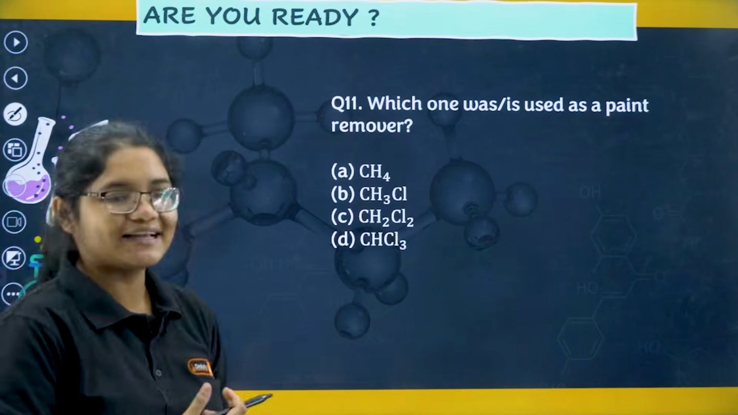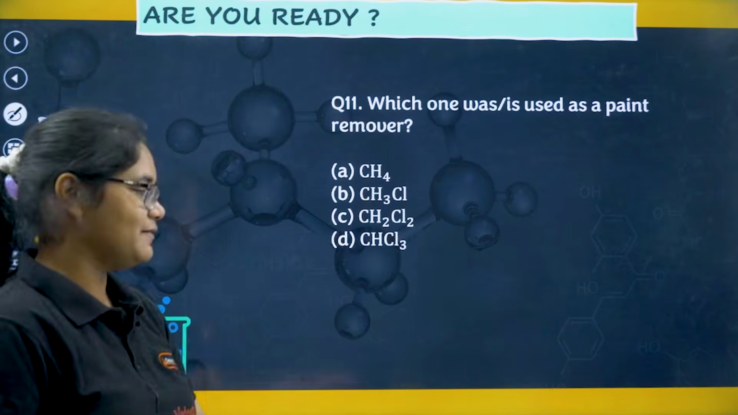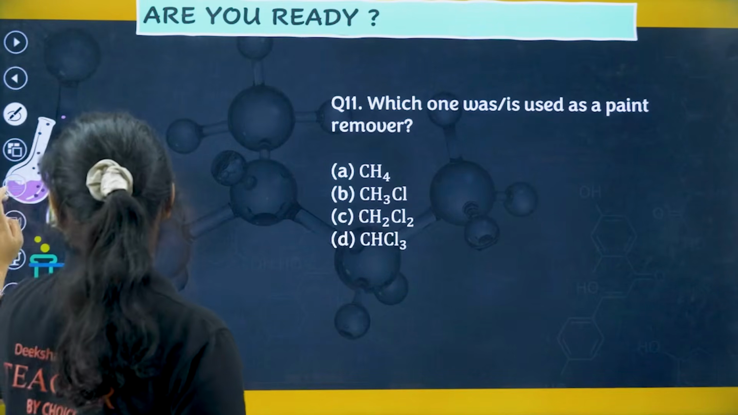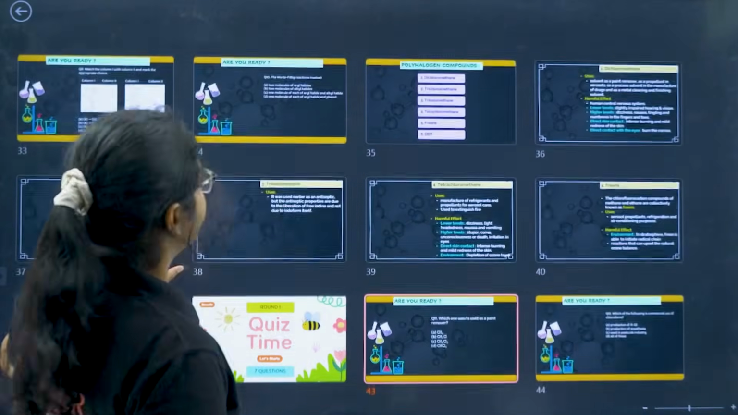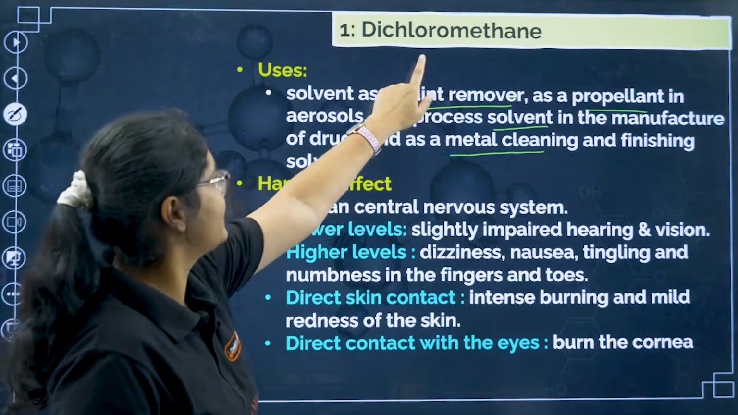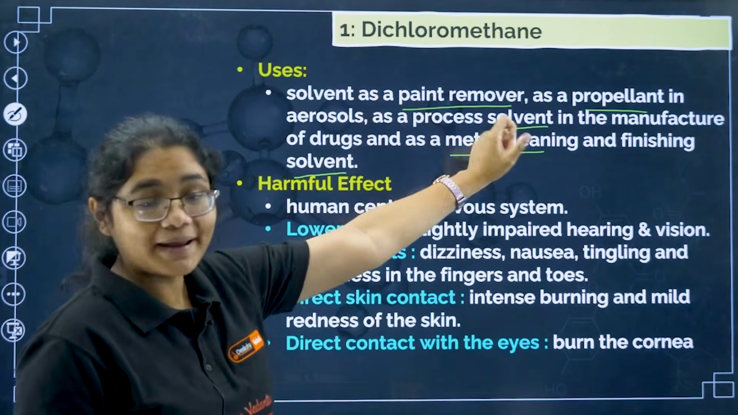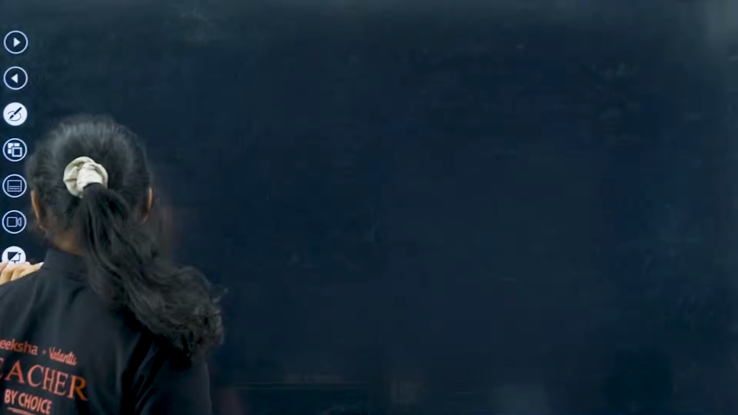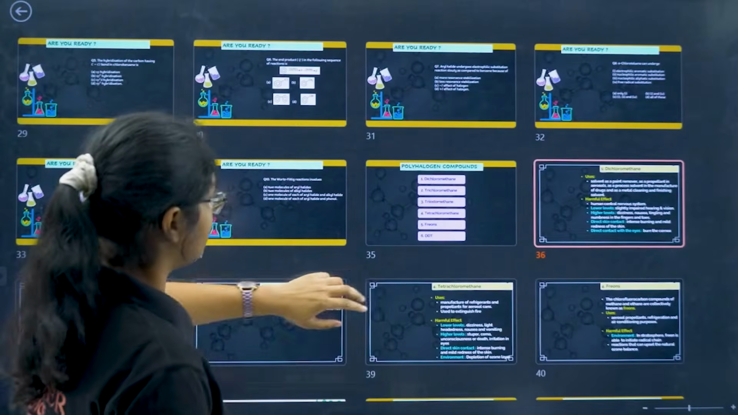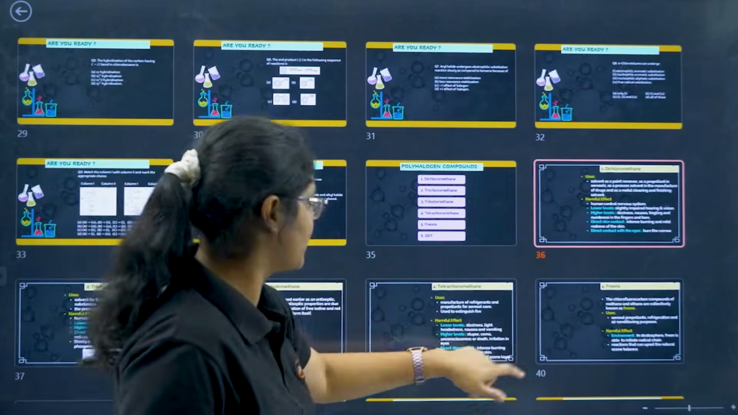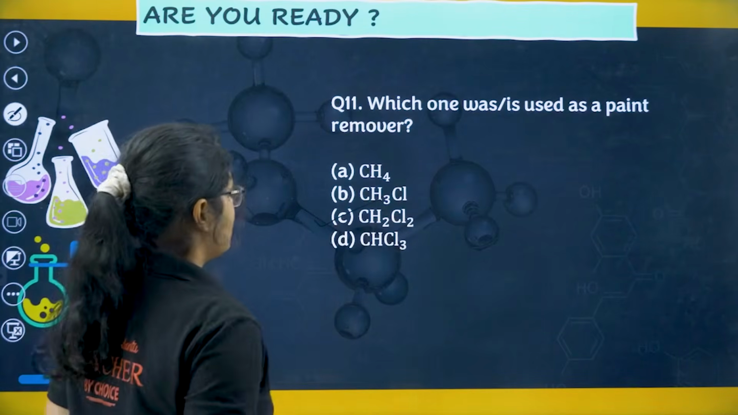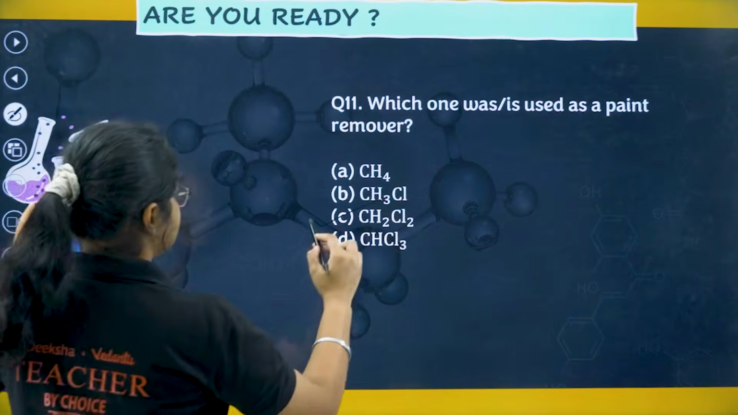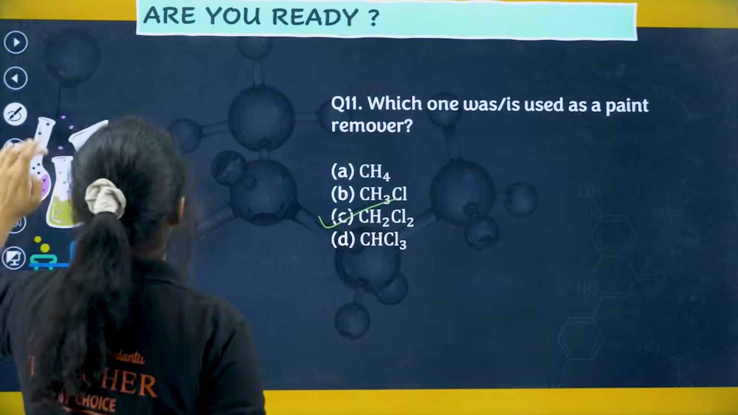Which one is used as a paint remover? I have discussed this one in great detail. So if you see, the first compound that I have told you, dichloromethane, is used as a paint remover. So you know how questions can be asked from here. That is why you have to remember these uses. So dichloromethane is your option number C.